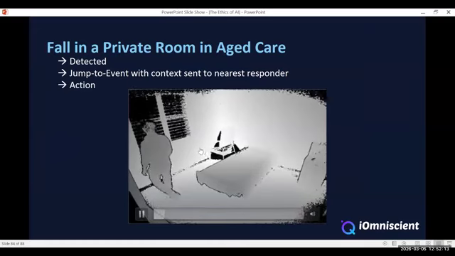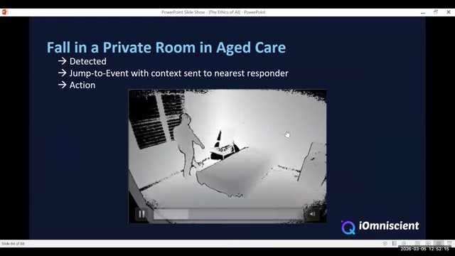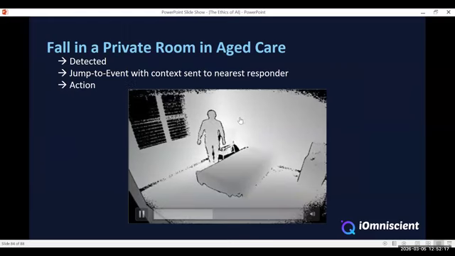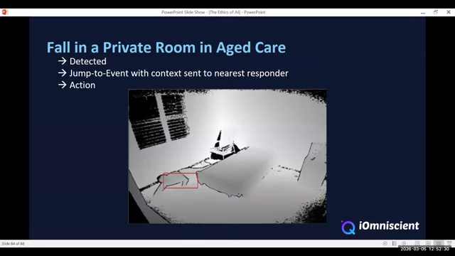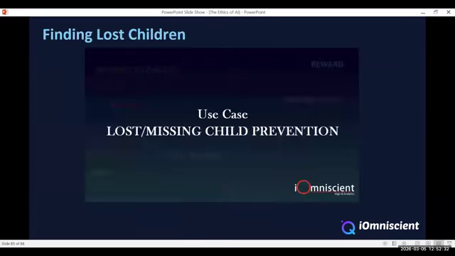So, for example, all you can see is the outline of the person, right? And if he falls down, the system will recognize it. It will raise an alarm and let the nurse know. But it's totally privacy protected, as you can see. You don't see anything other than the outline.